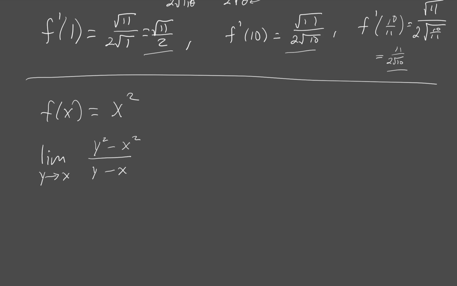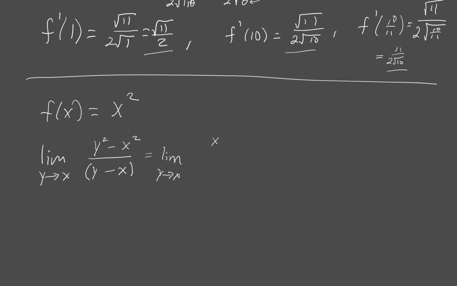y minus x. Okay, what happened before was everything was kind of simple because I usually could factor out just an h. But now what you're going to be trying to find as a factor is going to be a y minus x in the numerator, right? And so what happens here is I get to use a difference of squares in this case.